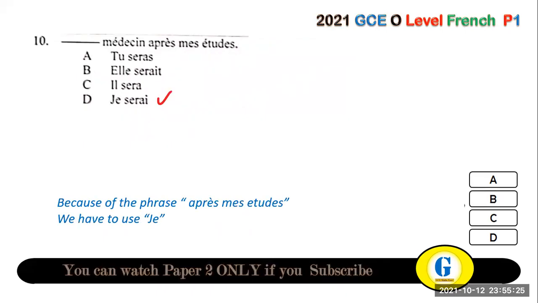Note. Blablabla médecin après mes études. Here we have, because of the phrase après mes études, after my studies, so we have to use je. This one is Sarah, tu seras. Tu seras cannot go. So I cannot say you will become a doctor after my studies. No, it doesn't make sense. I cannot say she will become a doctor after my studies or he will become. But I can say I will become. Je serai. Je serai médecin après mes études. So I will become a doctor after my studies. So D goes, okay? We know that serai here is a future tense.